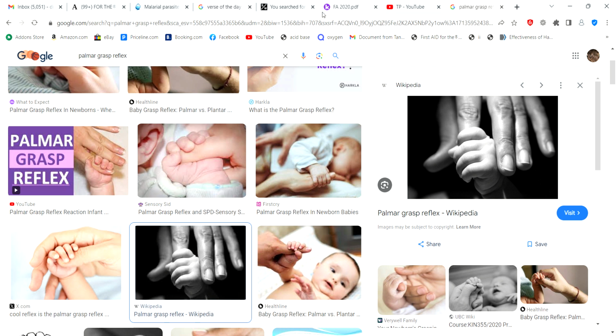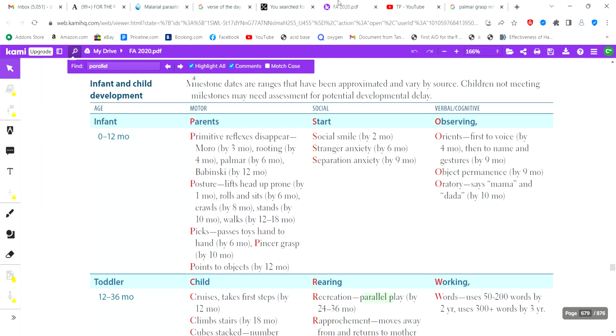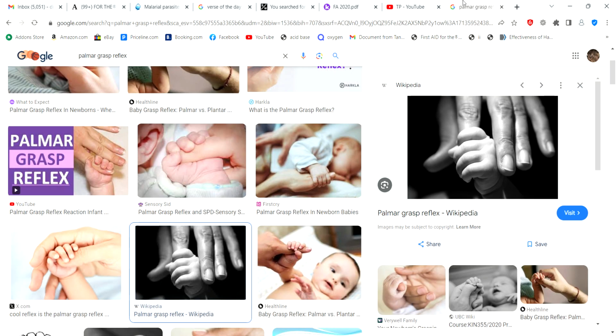It's super cute though, right? Adorable. So it goes away by 6 months. Okay. Babinski. But what is Babinski reflex?